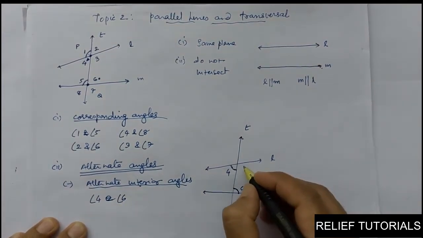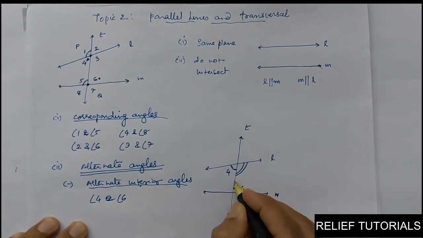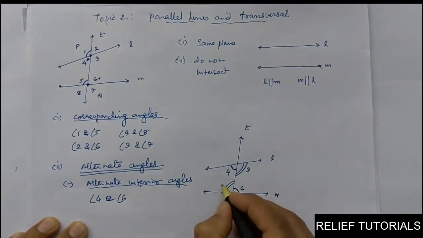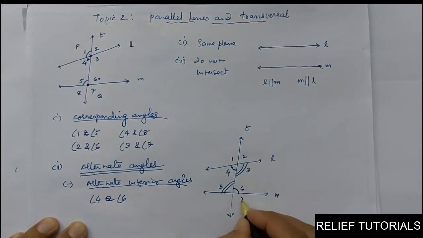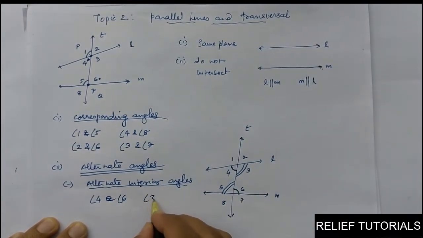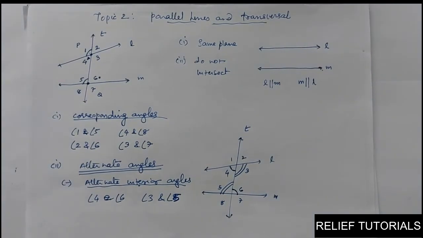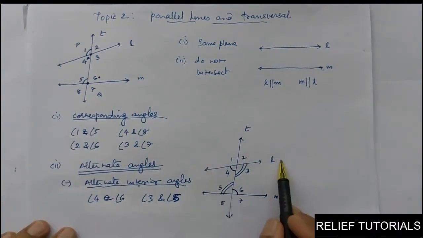And this one, the third and this one, so this is 3 and this is 5, if we number 1, 2, 3, 4, 5, 6, 7, 8. So angle 3 and angle 5 are alternate interior angles. Why are they called interior? See, they are lying within the lines, within L and M.